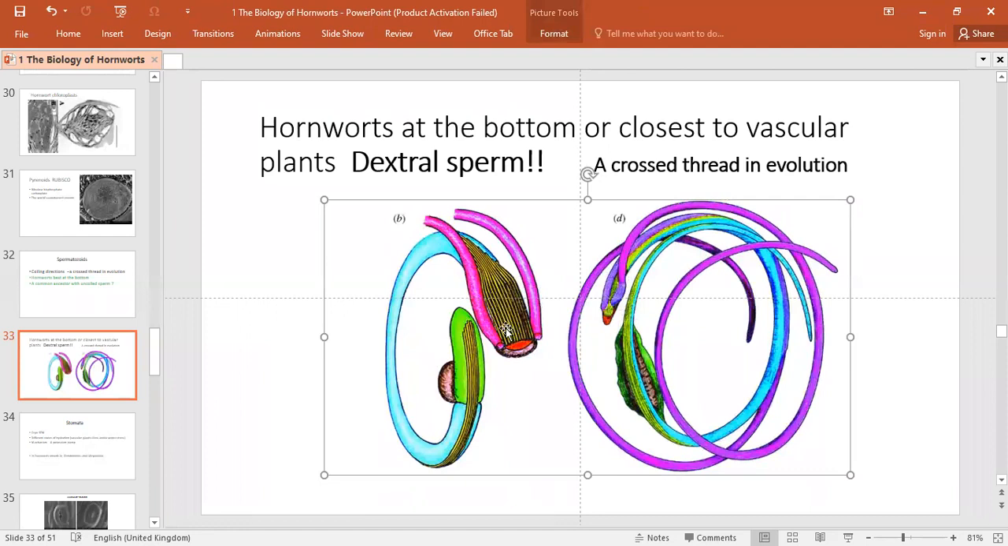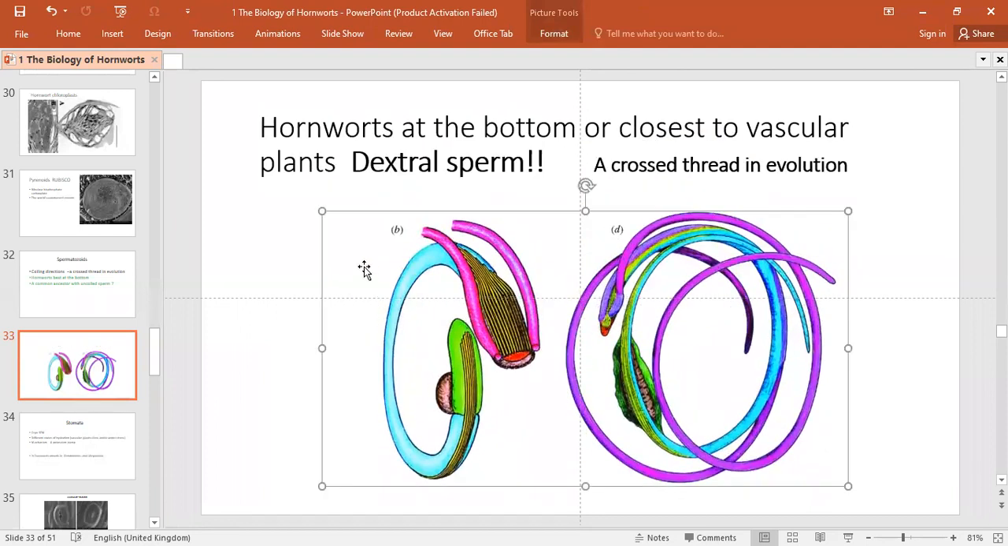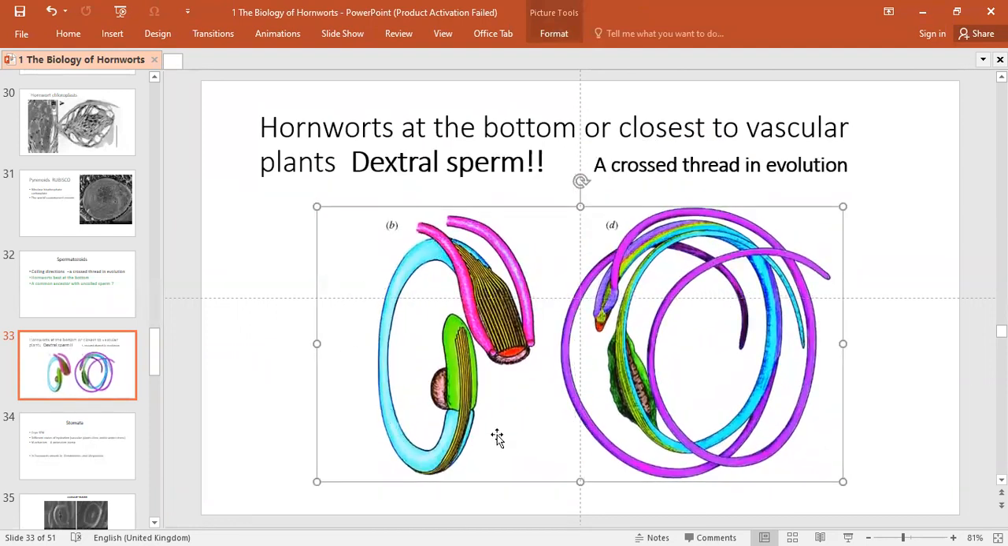And this sperm is coiling this way. It's coiling this way. This sperm, which is like everything else in land plants, is coiling the other way. So hornworts have these unique sperm that coil the wrong way.